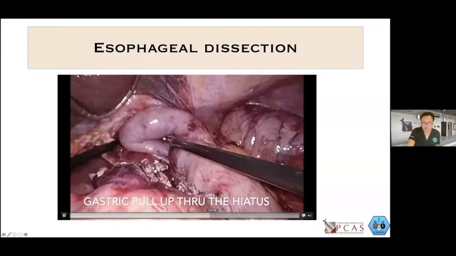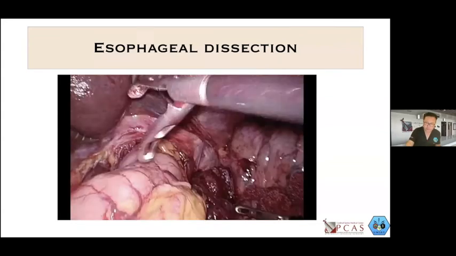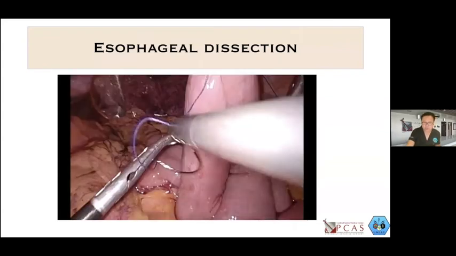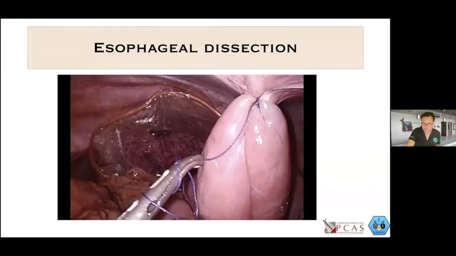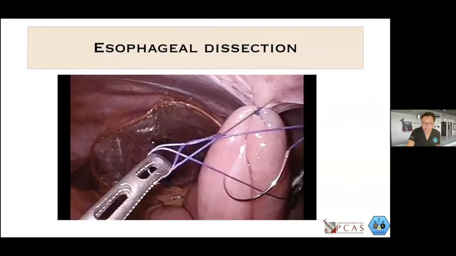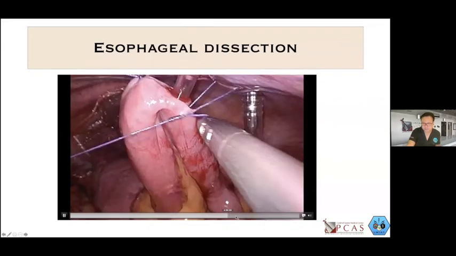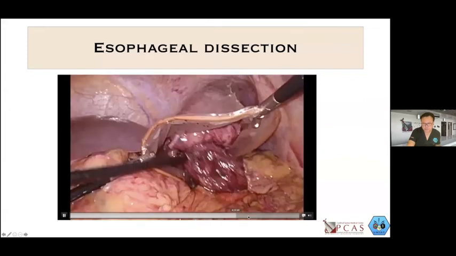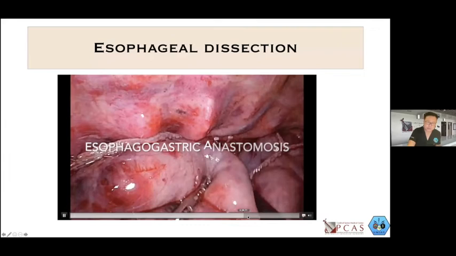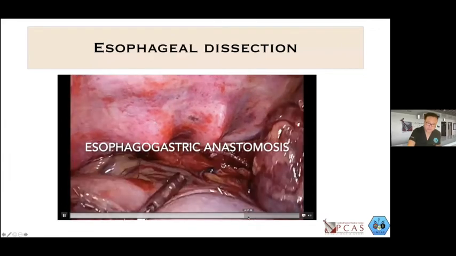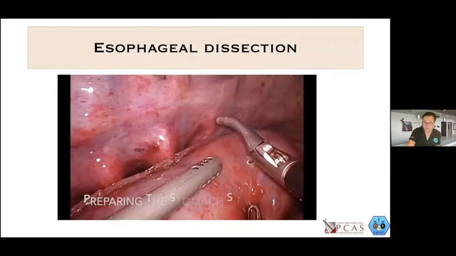Because the tumor was quite huge, I turned the patient again just to be able to help out in trying to reach. But before doing it, we placed a feeding tube jejunostomy just for us to be able to feed the patient. That's the tumor. Then doing our esophagogastric reconstruction. A side-to-side stapler was done in this patient.